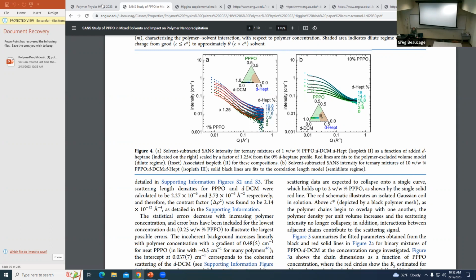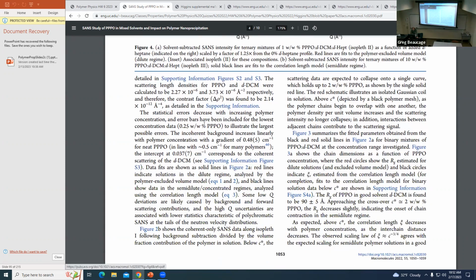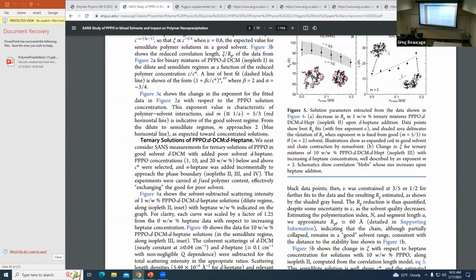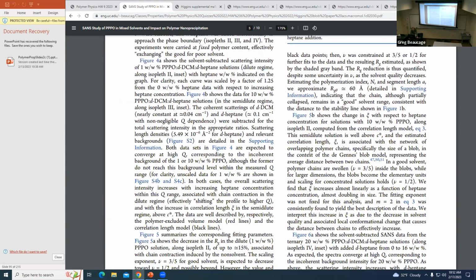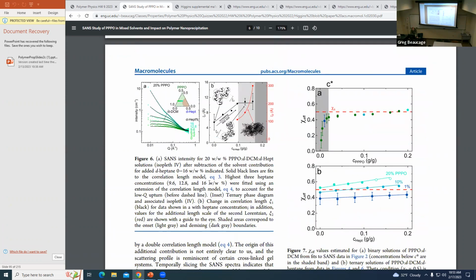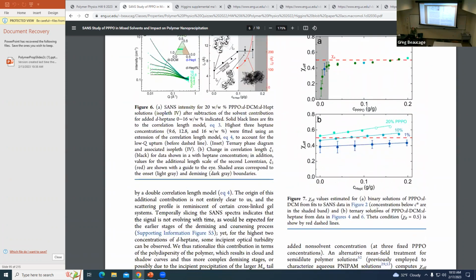So that's that business. They go across those lines and they get the different curves and the results from that. I think you can see where they're going. And then finally they say, increasing the heptane, chi goes from negative to positive, meaning it becomes immiscible. So they can measure the chi from the low Q number.